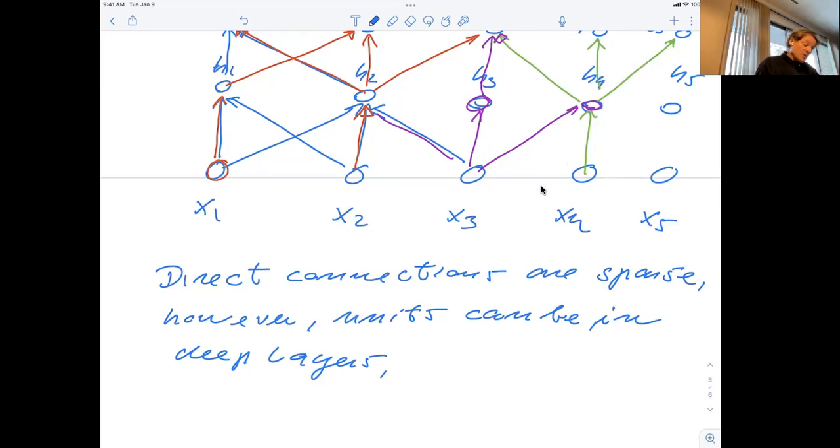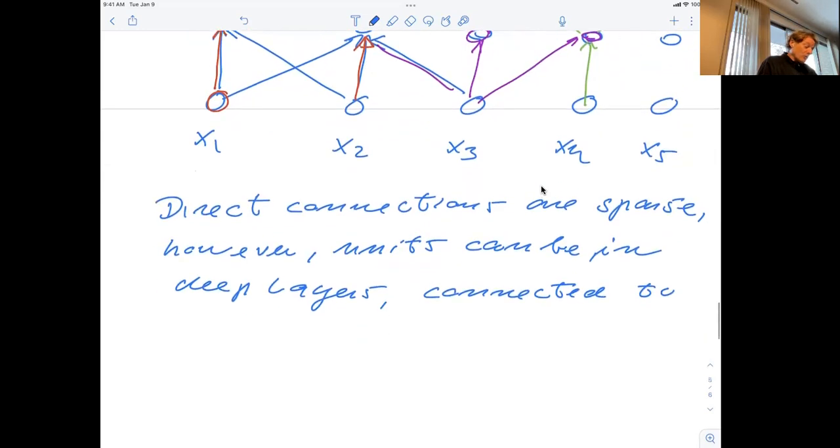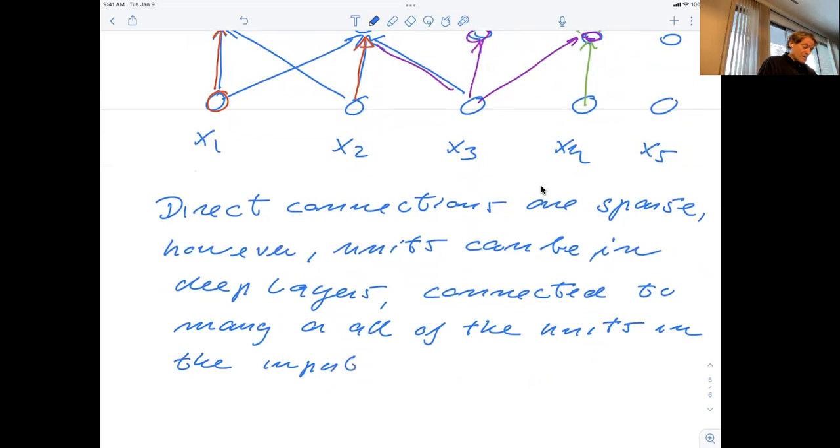So the direct connections are sparse. However, units can be in deep layers connected to many, if not all, of the units in the input image. Normally, this kind of convolutional layer, which we have inside this convolutional stage, that can contain several filter operations. So we are not limited to only one type of filter operations.